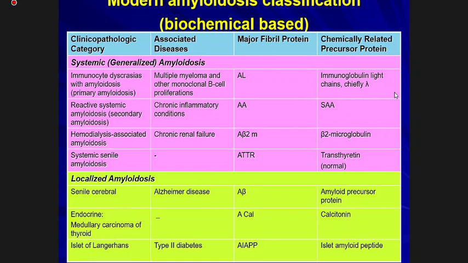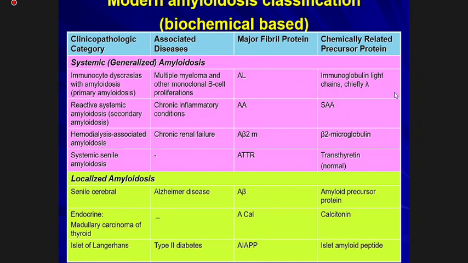Another type is systemic senile amyloidosis. Systemic senile amyloidosis is formed by the transthyretin protein. I mentioned earlier that this normal protein is called TTR protein. In its amyloid form, this transthyretin protein is called ATTR protein. You will find later that this transthyretin protein can form two types of amyloid. When its normal form accumulates, it can form systemic senile amyloidosis.